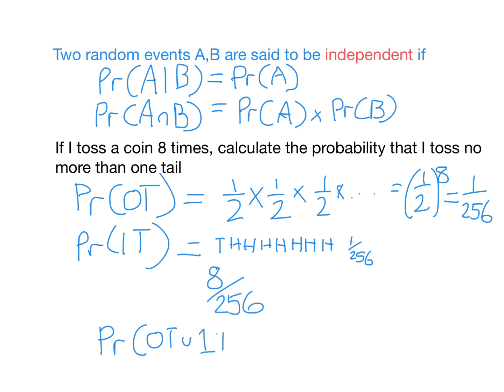Now notice that these two are mutually exclusive. You can't have both. If you toss a coin 8 times, you can't simultaneously get 0 tails and 1 tail. So if two events are mutually exclusive, meaning they can't both happen, the probability this or this happens is just the sum of their probabilities. So that's the probability of getting 1 tail plus the probability of getting no tails, and the final answer is just 9 over 256.